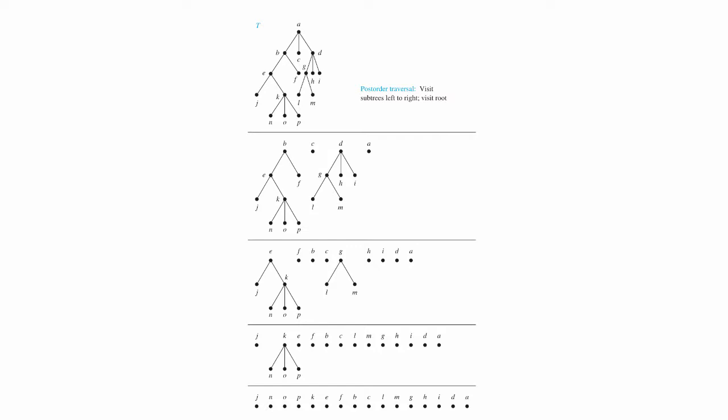Therefore, the post-order traversal of T is J, N, O, P, K, E, F, B, C, L, M, and G, and H, and I, and finally we have D and A.